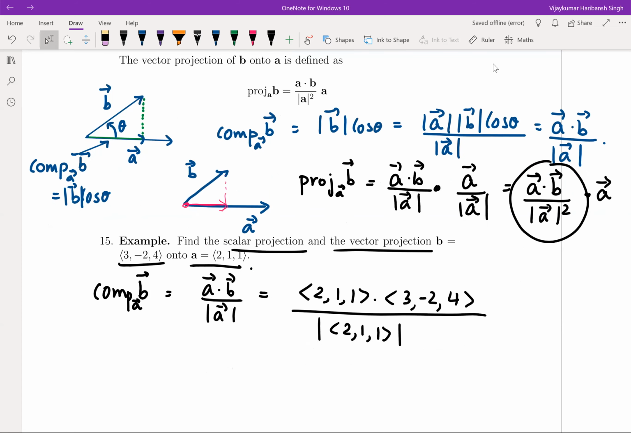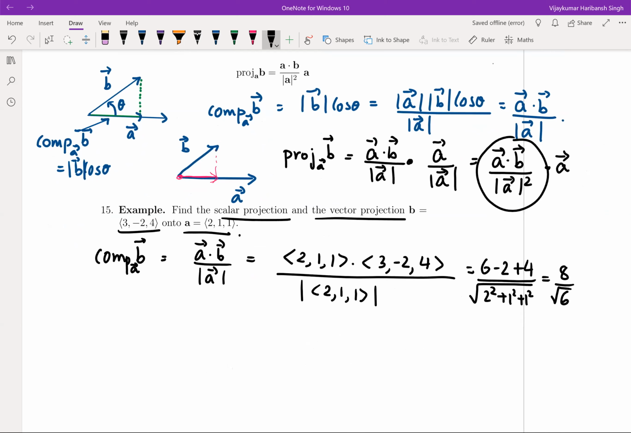Let's look at the dot product. 2 times 3 is 6, so 6 minus 2 plus 4, divided by the square root of 2 squared plus 1 squared plus 1 squared, so 4 plus 1 plus 1, which is 6. So we get 6 minus 2 plus 4, which is 8, over the square root of 6. So this is the scalar projection.